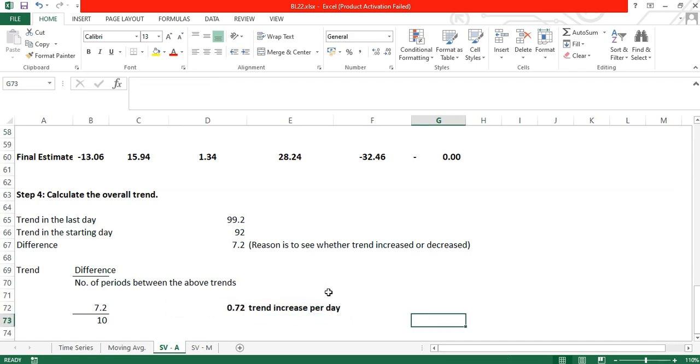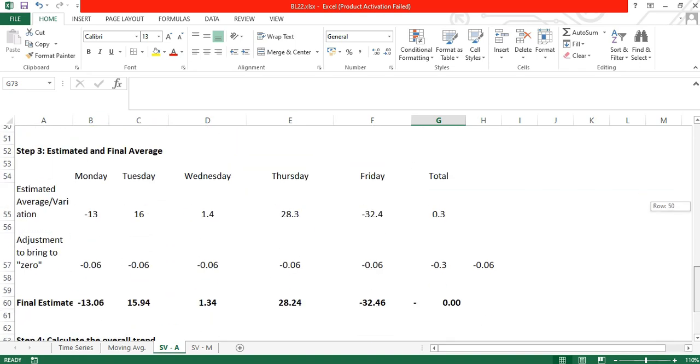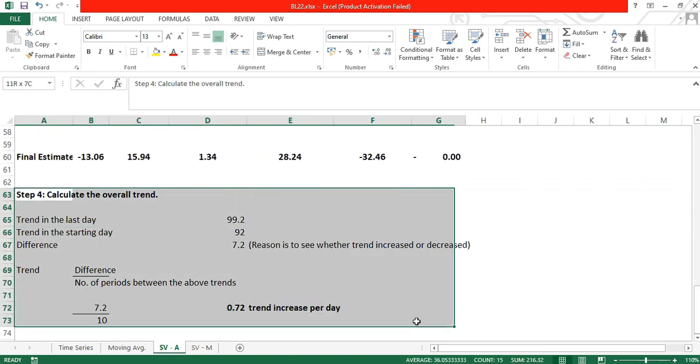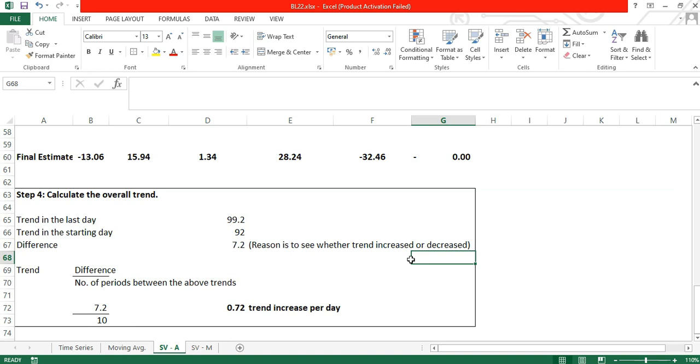So 0.72, I would say, is the trend increase per day. They might ask you to calculate this. They might give all of this set, everything calculated, and ask you to calculate this bit, step 4, to analyze what the trend increase per day is. So be mindful of this calculation and be very clear, because it's super easy as well. Just take the last day's trend minus the first day's trend. Divide that difference by the number of periods between the last day and the first day, and ignore one of the days, either the last or the first, so that you get the exact number of periods where the trend changed.